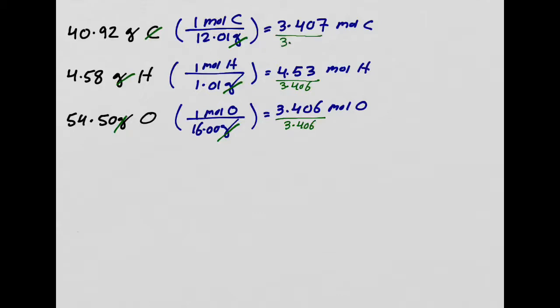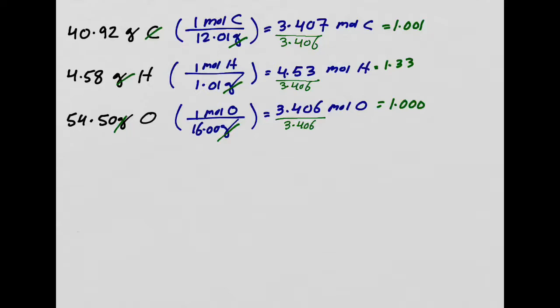So you divide by the smallest number of moles. My smallest number of moles was oxygen, right? Okay, if I do that, I get 1.001, I get 1.33, and I get 1.000. All right, and I'm repeating myself. Let's go over this again. So percentage to gram, gram to moles, right? Using molecular weight.